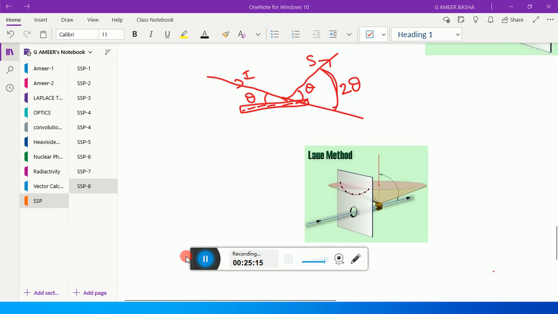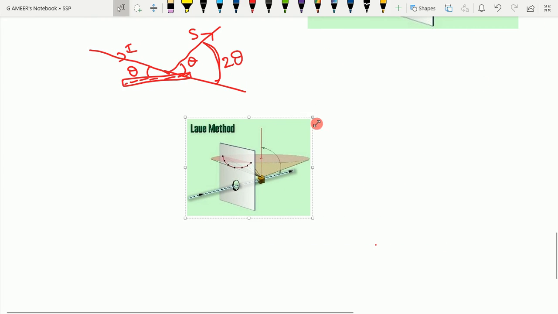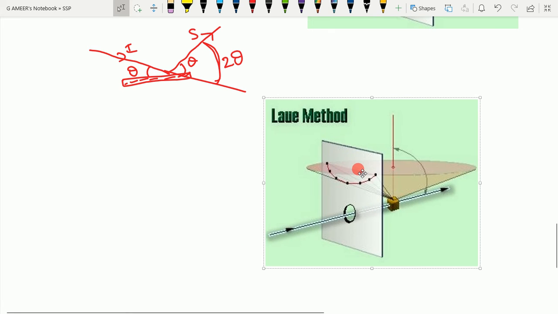Fine. You can see clearly how that back reflection situation will be. So you will not see the complete cone. A part of the cone will be seen in the back reflection also. Okay, fine. So this is the crystallography by Laue method.